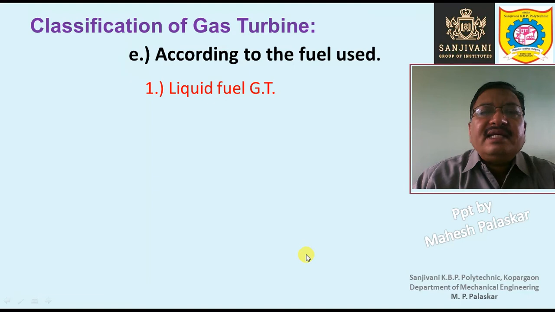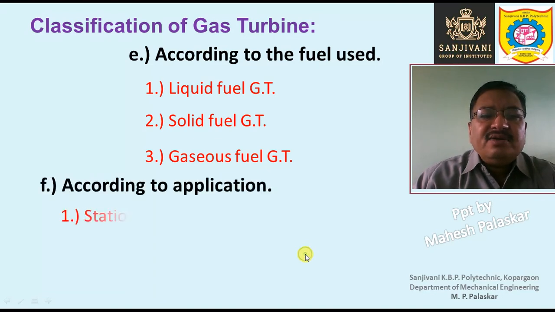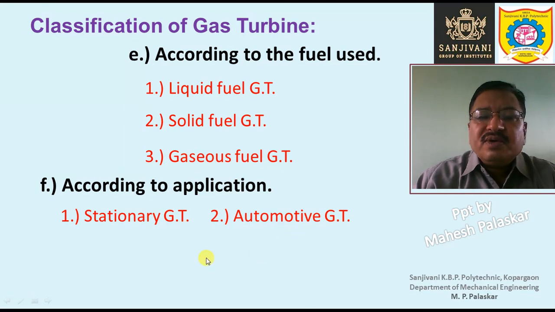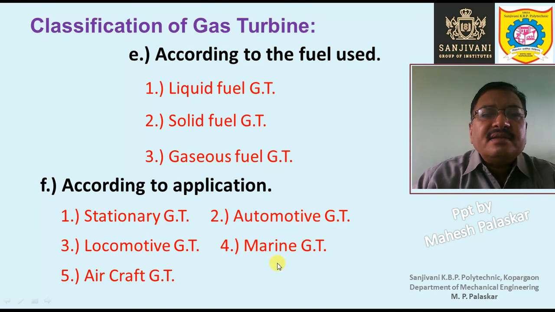According to the fuel used, gas turbines are classified as liquid fuel gas turbine, solid fuel gas turbine, or gaseous fuel gas turbine. According to the applications, a gas turbine may be a stationary gas turbine or automotive gas turbine, locomotive gas turbine, or the marine gas turbine, which is used in the ships, and gas turbines are also used in the aircraft. So accordingly, the classification is aircraft gas turbines. So this is the classification according to the application.